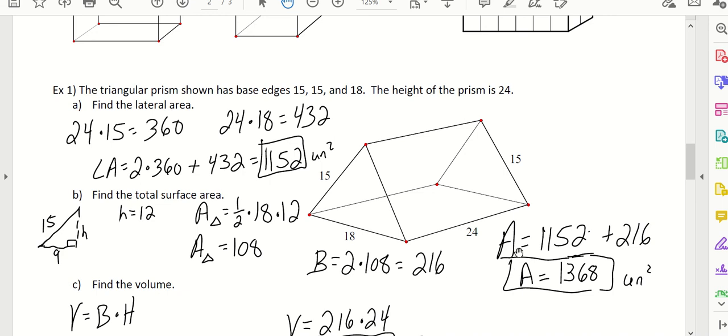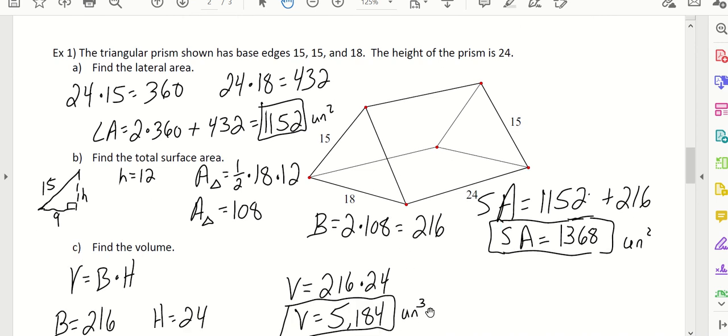So if you recall from part A, the lateral area was 1,152 plus 216 in part B for the area of the bases, giving us a total surface area. I should say SA for surface area. Total surface area of 1,368. Okay, on to part C, find the volume.